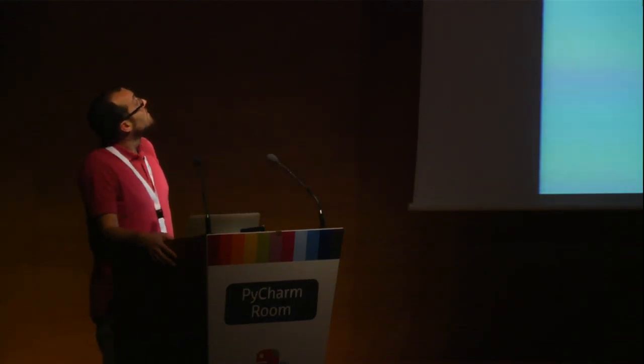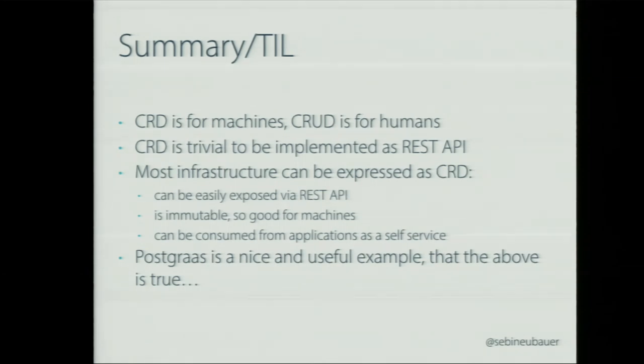Okay, so that's it, a small summary, a wrap up, so what you should take home today. CRD is for machines, CRUD is for humans. CRD is trivial to be implemented as a REST API. My hypothesis: most infrastructure can be expressed as CRD. That means we can expose most infrastructure via REST API.